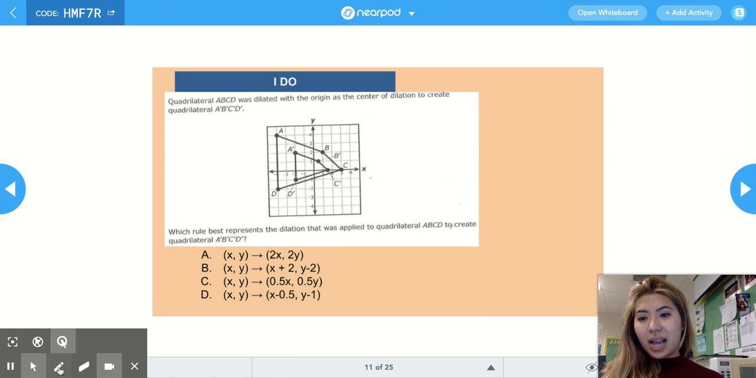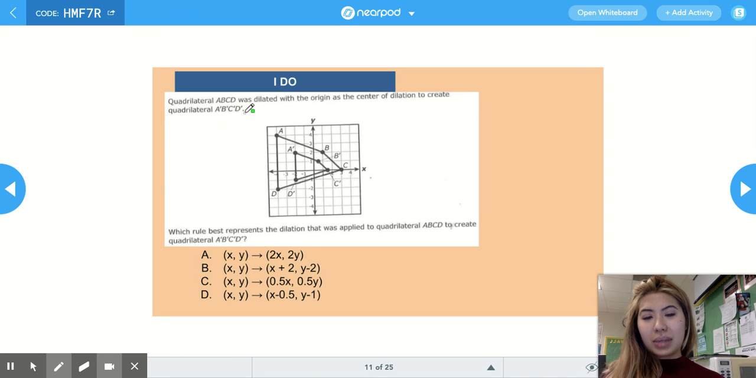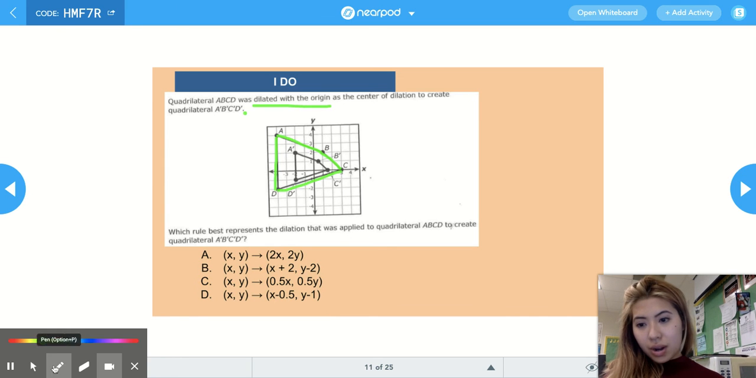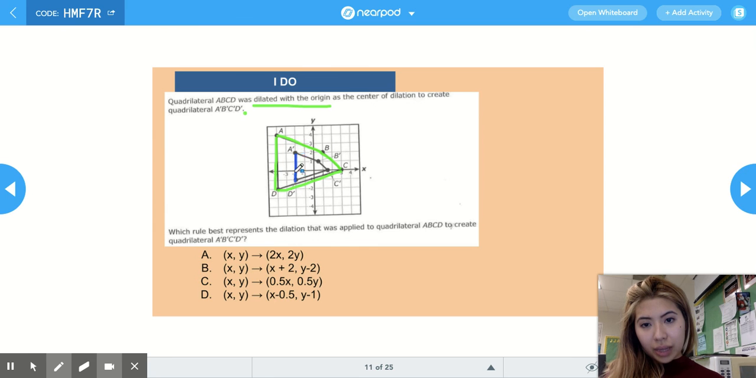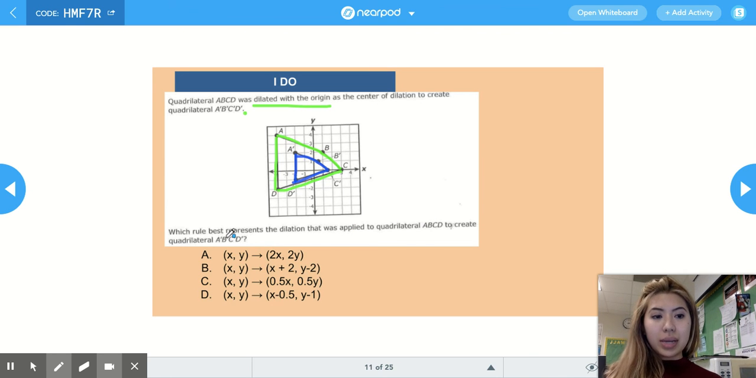Then for the next I do, it says quadrilateral ABCD was dilated with the origin as the center of dilation to create quadrilateral A'B'C'D'. So I can see that my pre-image, or my original image, is bigger than the dilated image, which I'm going to highlight in blue. Which rule best represents the dilation that was applied to quadrilateral ABCD to create quadrilateral A'B'C'D'?